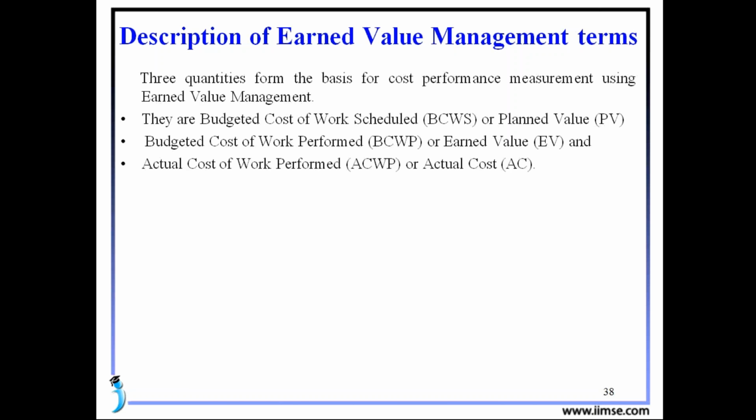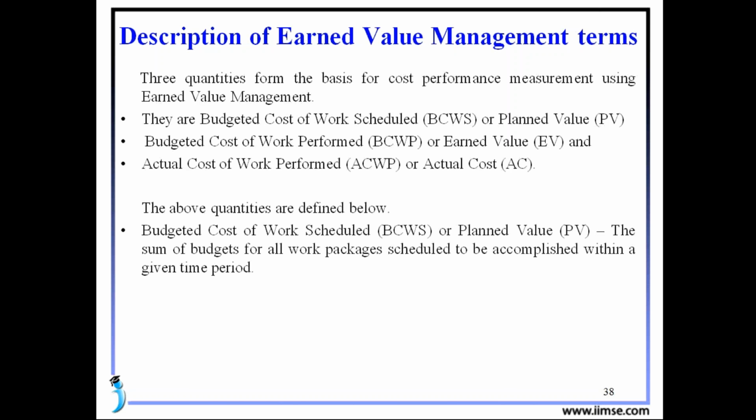See here, the actual cost of work performed. That means how much amount you have spent till now, that is the actual cost. The above quantities are defined below. Budget cost of work scheduled means the sum of budgets for all work packages scheduled to be accomplished within a given time period.